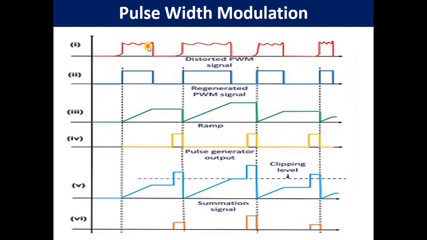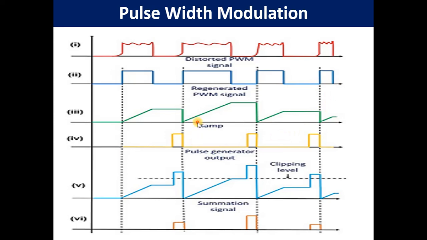The first waveform represents distorted PWM. When you observe this portion, the width of the pulses is affected. Some noise is added here. Whereas the regenerated PWM output is represented with variations in width of the pulses very clearly.